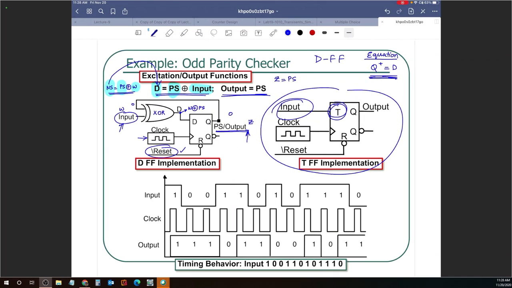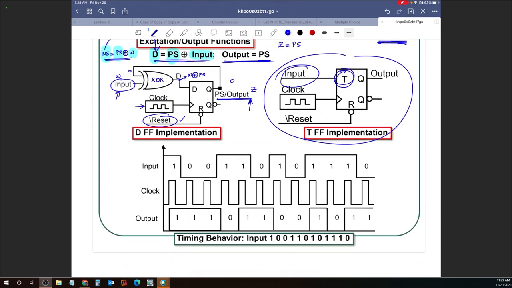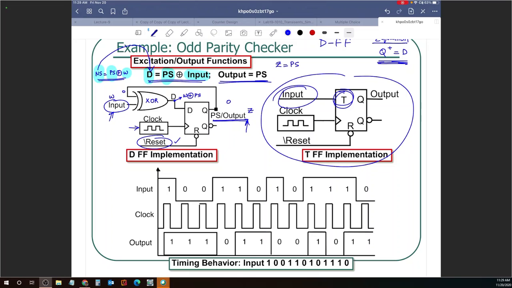So in case you are wondering if this is correct or not, we just looked at the fact that it is. You could implement your finite state machines using any flip-flop you want. D happens to be the most straightforward just because of a simplistic characteristic equation. But you don't have to do it using D all the time. All right, let's take a look at the timing behavior for input with respect to the clock for the output.